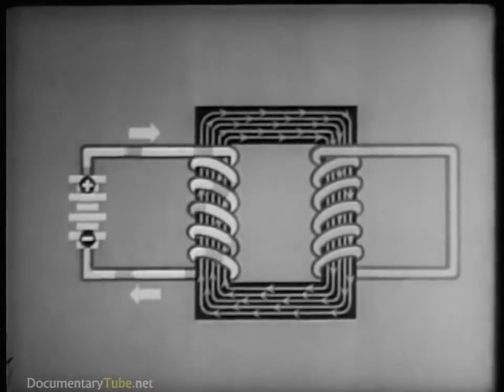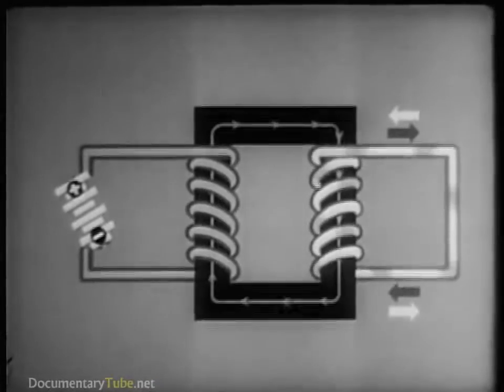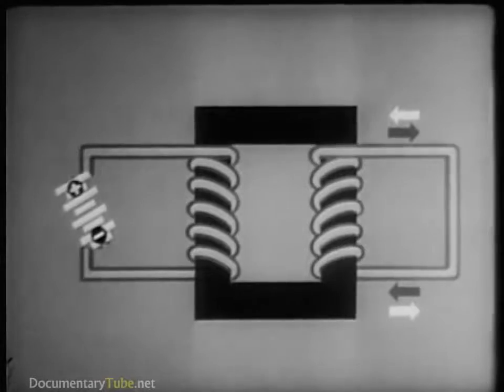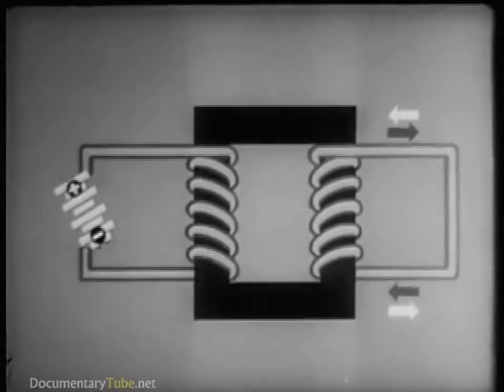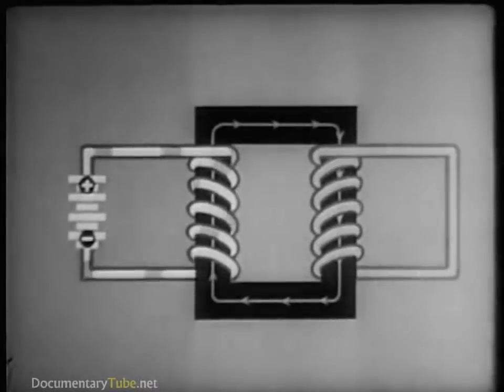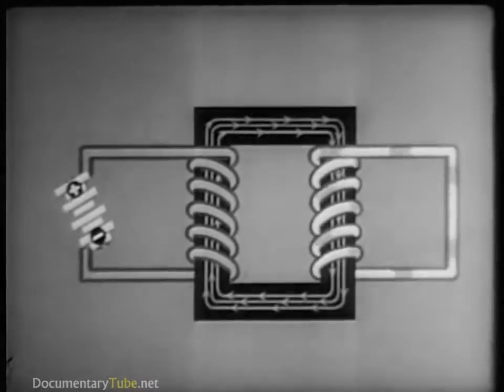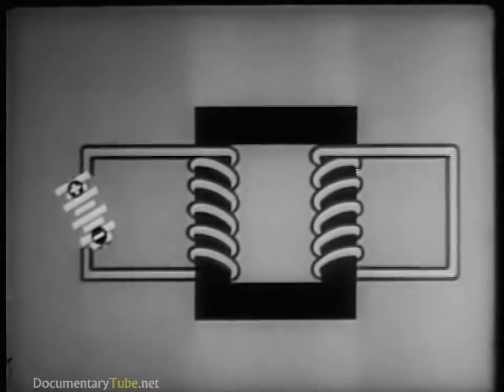Watch what happens when the current supply is cut off. As the magnetic flux dies, current again flows for an instant in the second winding, this time in the opposite direction. This, then, is the first important fact about a repeating coil. It blocks direct current except at the instant when the current is changing.